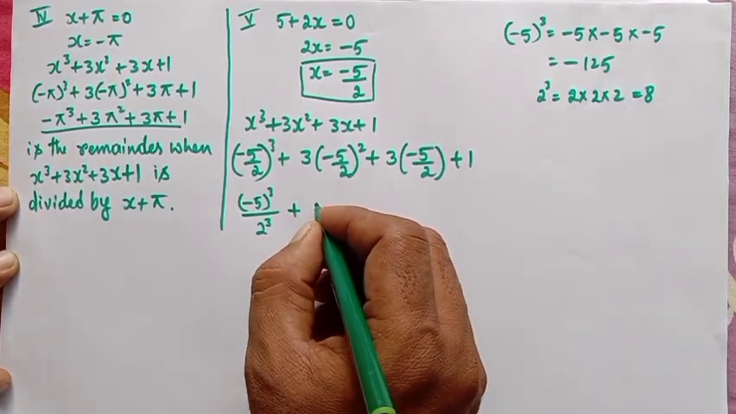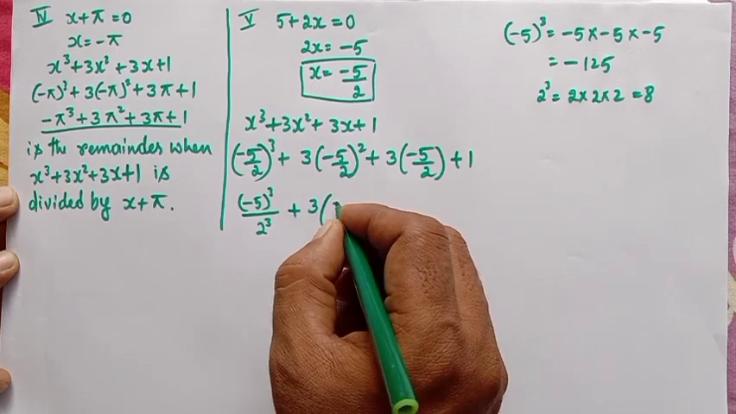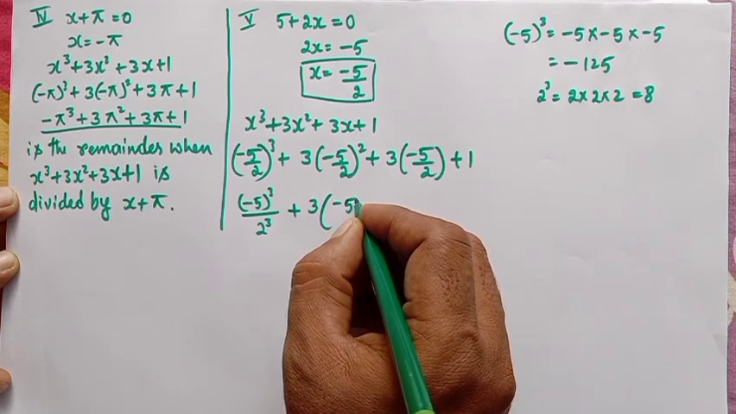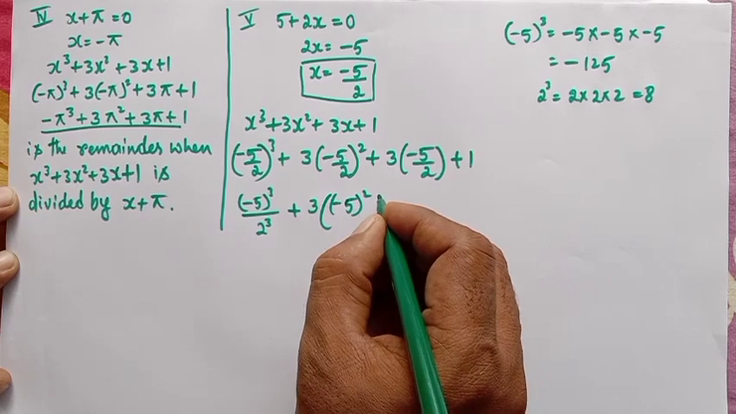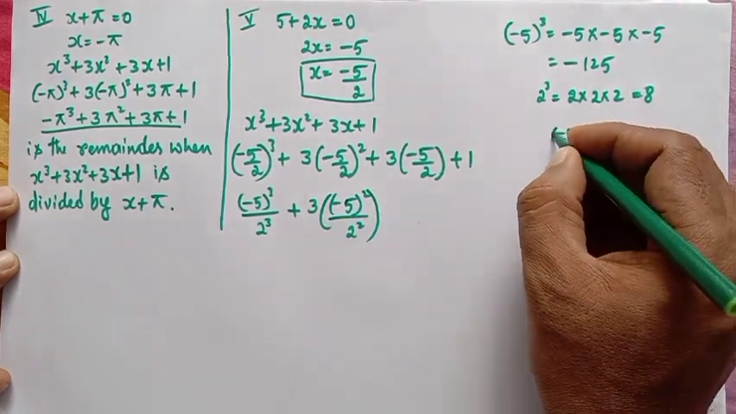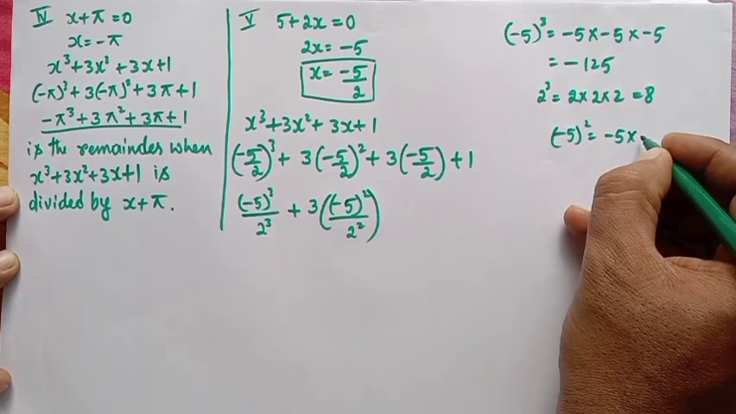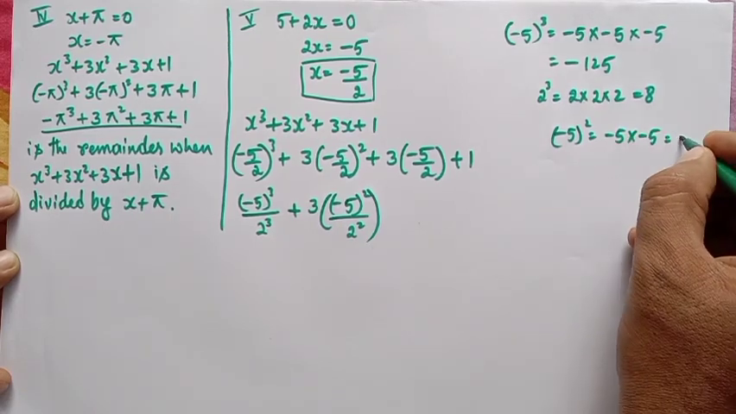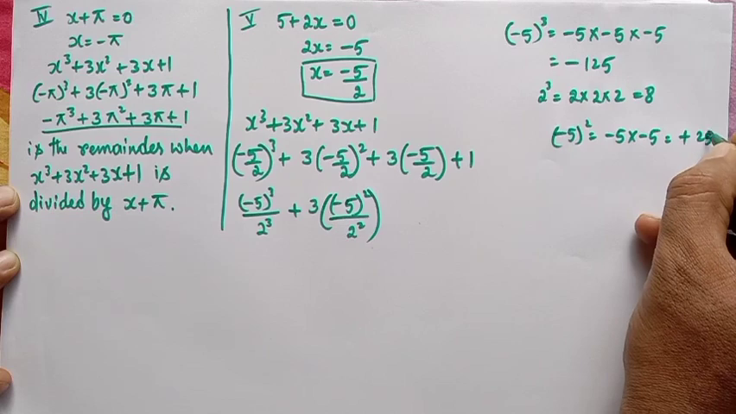So plus 3 into minus 5 whole square by 2 square. So minus 5 whole square is minus 5 into minus 5, which is equal to, minus into minus is plus, 5 fives are 25.